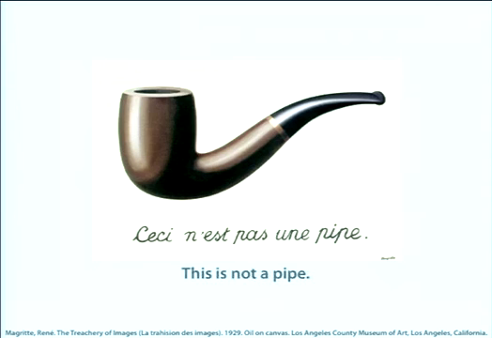It says, "This is not a pipe." Does anybody know what it is? It's not a pipe. It's a painting of a pipe. In fact, I could say it's an image of a painting of a pipe, or a projection of an image of a painting of a pipe. So this is illustrating that concept of the map-territory relationship, that we're never actually looking at the territory. We're always dealing with these relationships between the map and the territory.